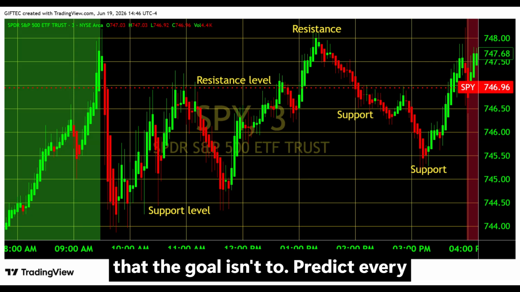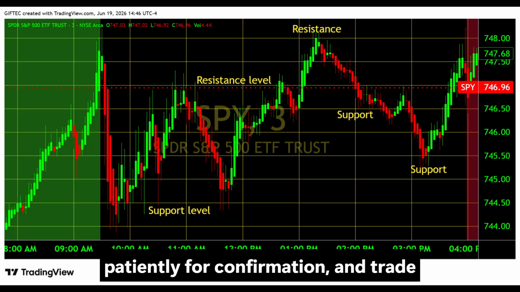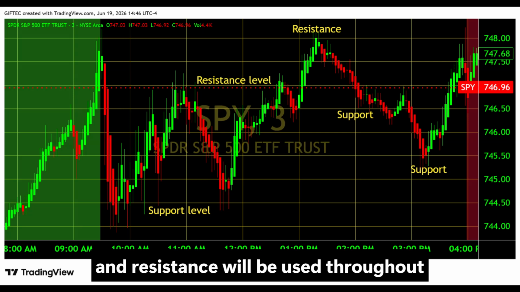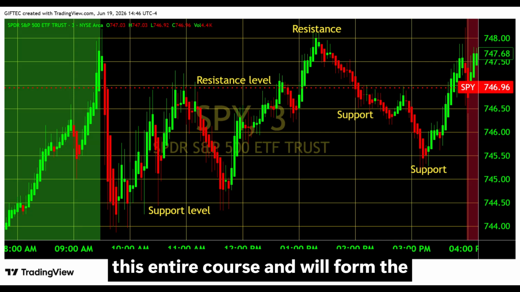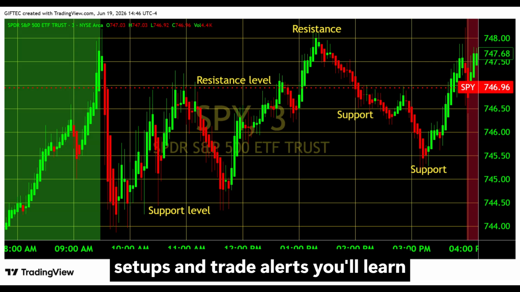Finally, remember that the goal isn't to predict every reversal perfectly. The goal is to identify important price zones, wait patiently for confirmation, and trade with structure and discipline. Support and resistance will be used throughout this entire course and will form the foundation for many of the breakout setups and trade alerts you'll learn later on.